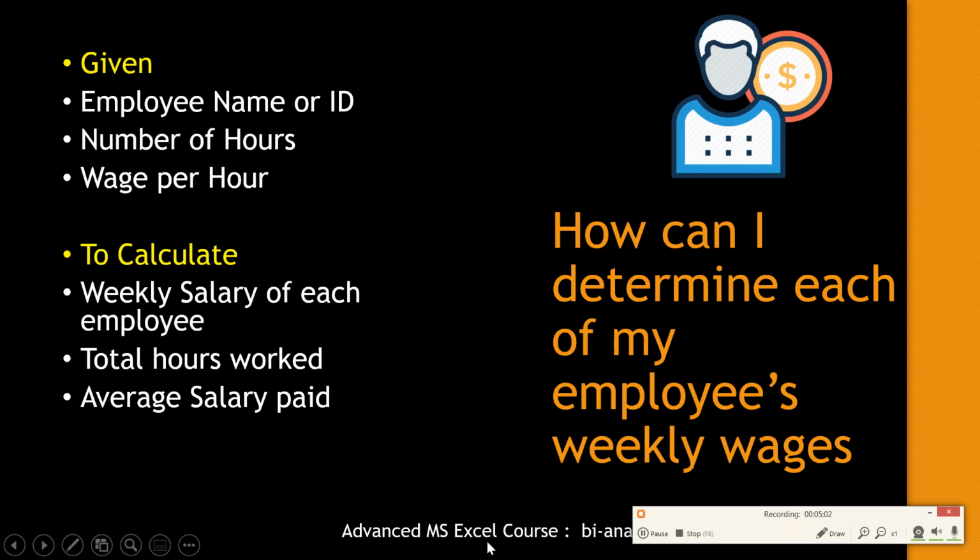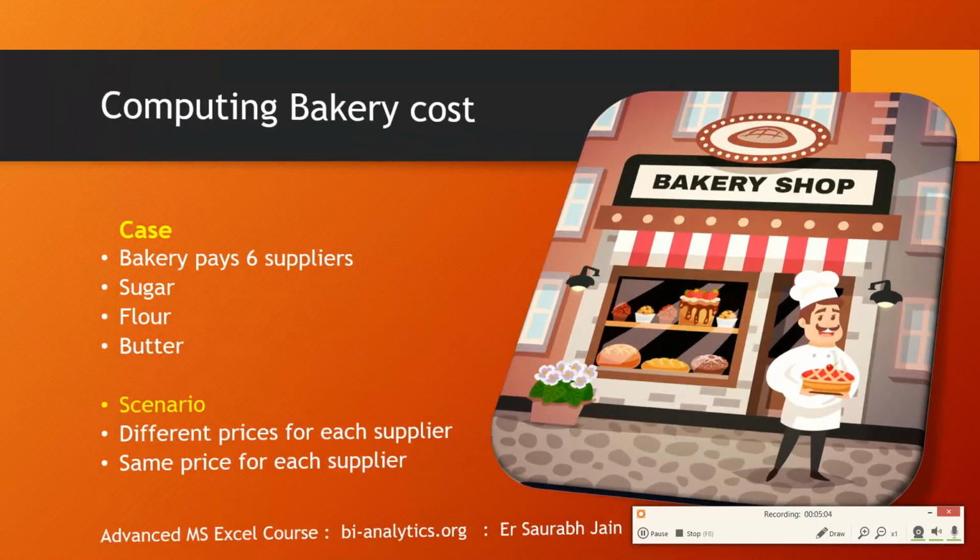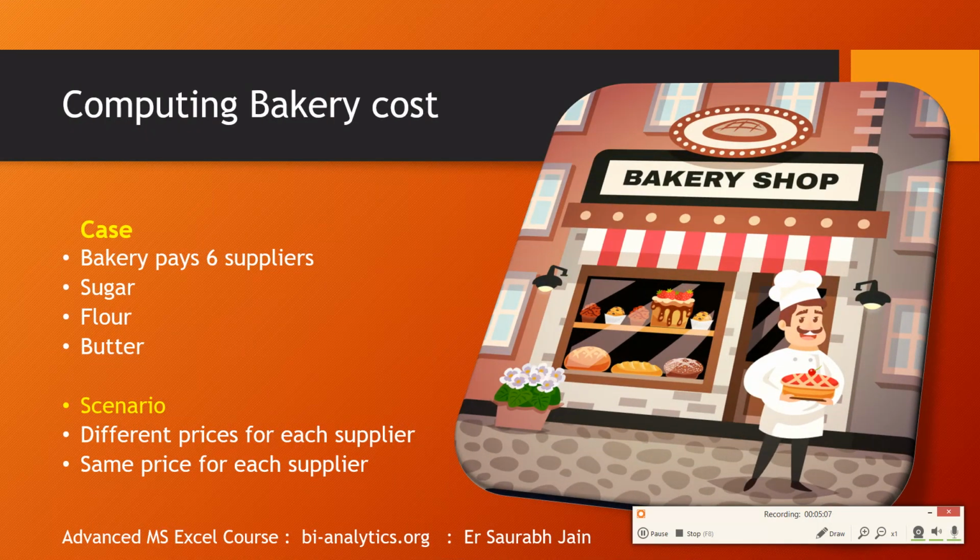Second example now. Now I want to compute bakery cost. My case is that a bakery pays 6 suppliers for purchasing sugar, flour and butter. Fine. But there are two scenarios. A bakery pays different costs to different suppliers, or it can be the same price for each supplier. So there are two cases. Let's work on it.